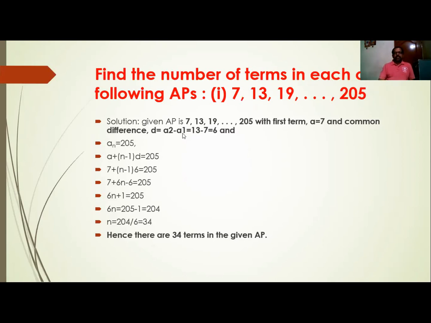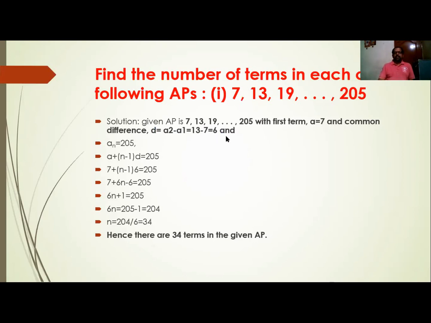First find a and d from the given AP. We can find a and d if we know the terms of the AP. So here these terms are known. Using these terms we can say that a equals 7, obviously, since the first term is a. The common difference is obtained by taking the difference of any two successive terms. So here we take second minus first: 13 minus 7 equals 6, right? So a is 7, d is 6.